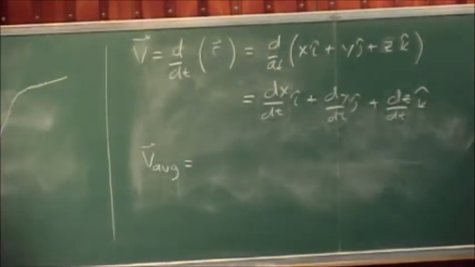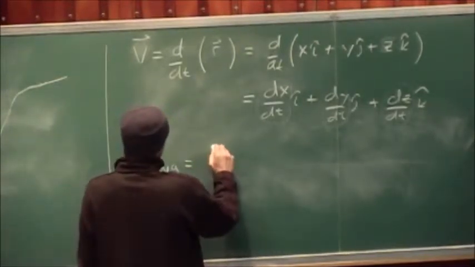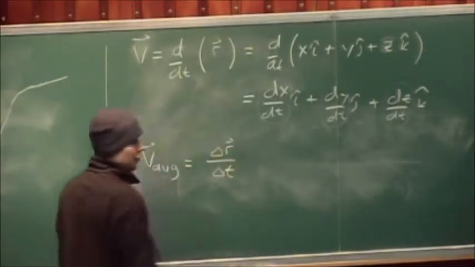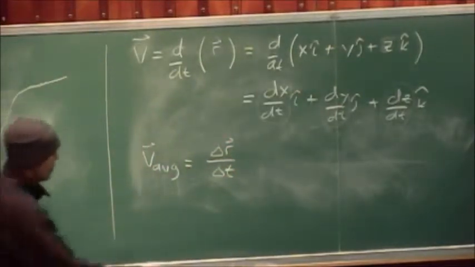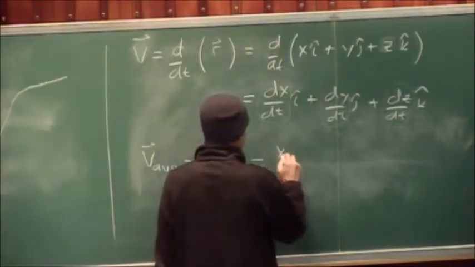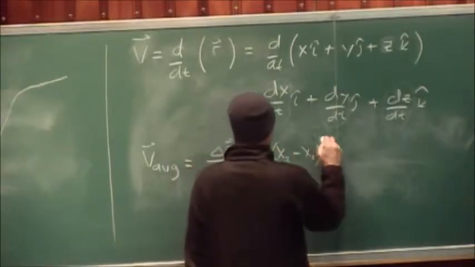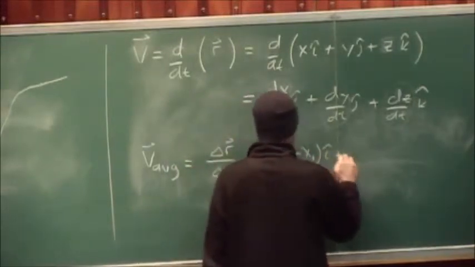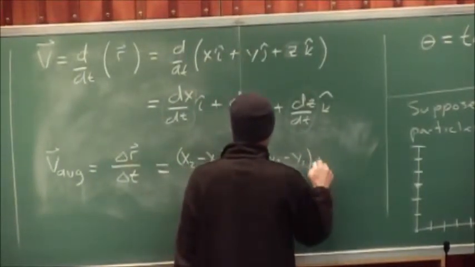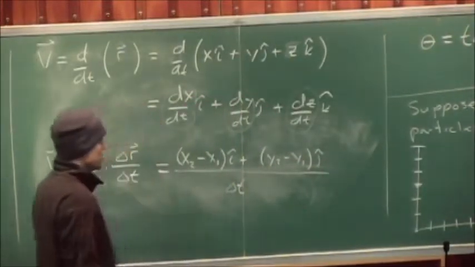So let's just do V average. V average is just going to be equal to the delta R over delta T. Now, we know that this is going to be x2 minus x1 i hat plus y2 minus y1 j hat all over change of time.